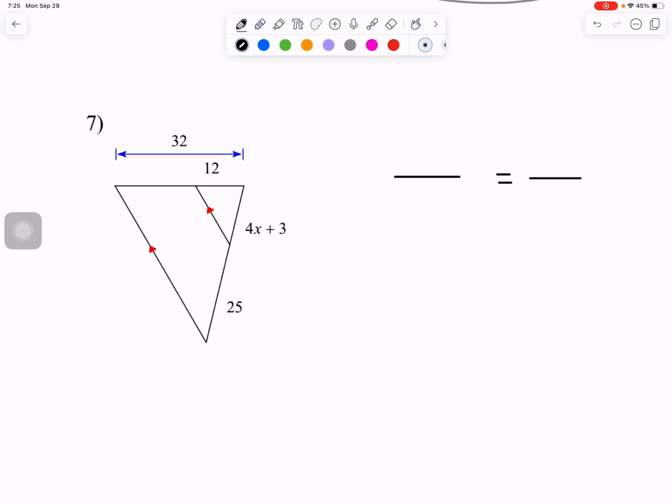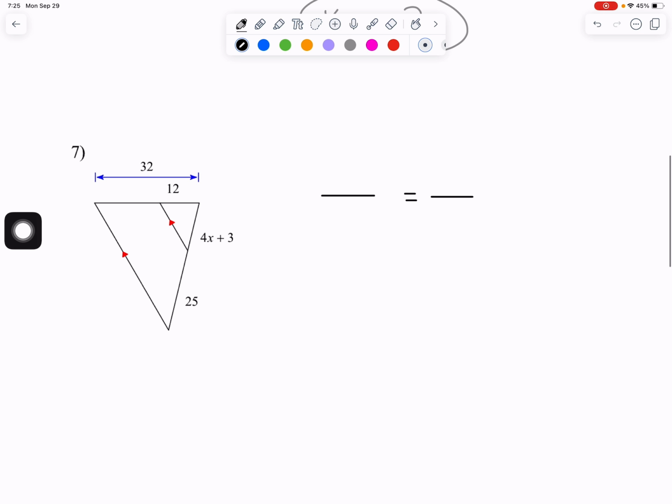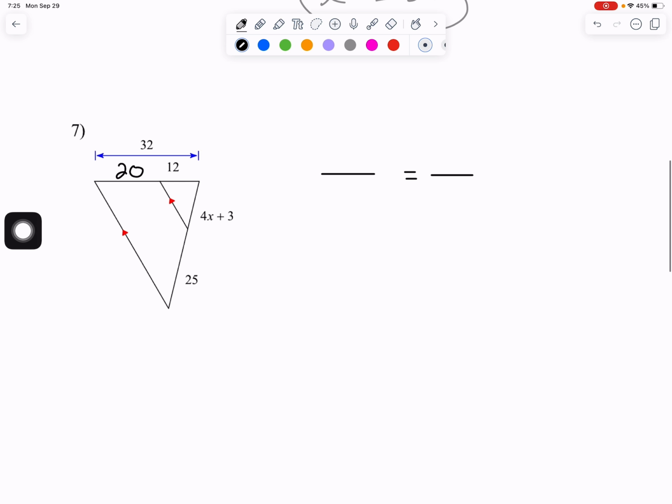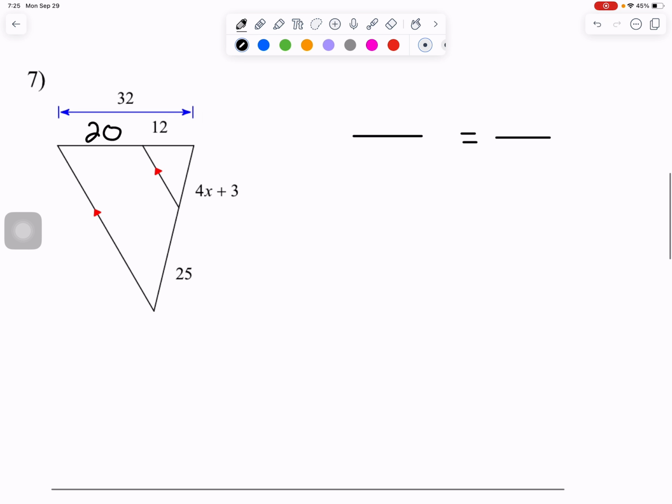All right, so here's what we can do here to begin this one. We know that this entire side right here is 32, and if it's giving us one of the two pieces, that's 12. Well, 32 minus 12 is, great job, wonderful work. That's a 20-piece nugget. Thank you.